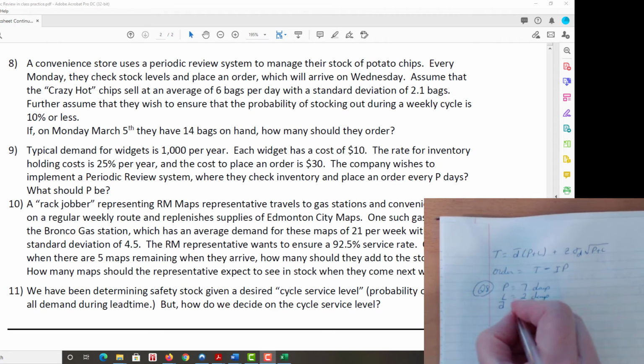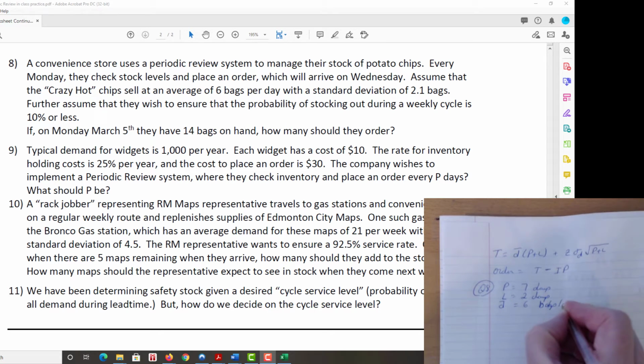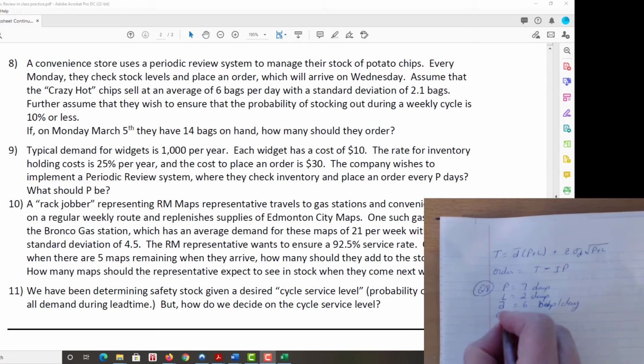So D bar equals 6 bags per day. Someday I'll learn how to write. Standard deviation 2.1 bags. Okay, standard deviation 2.1 bags.